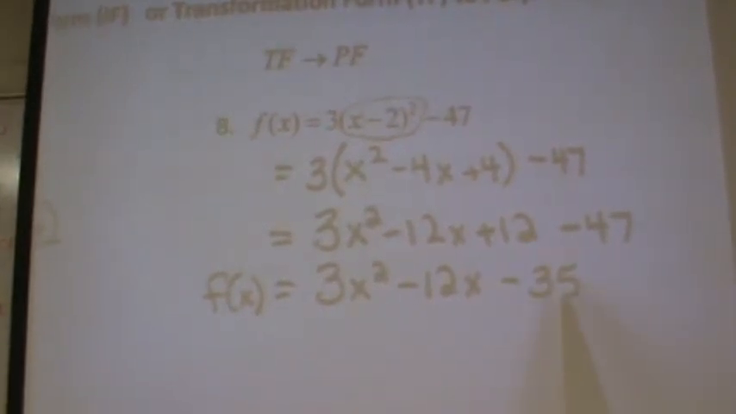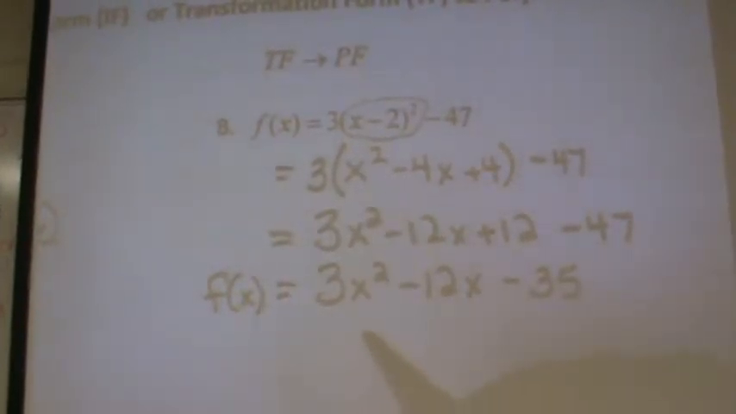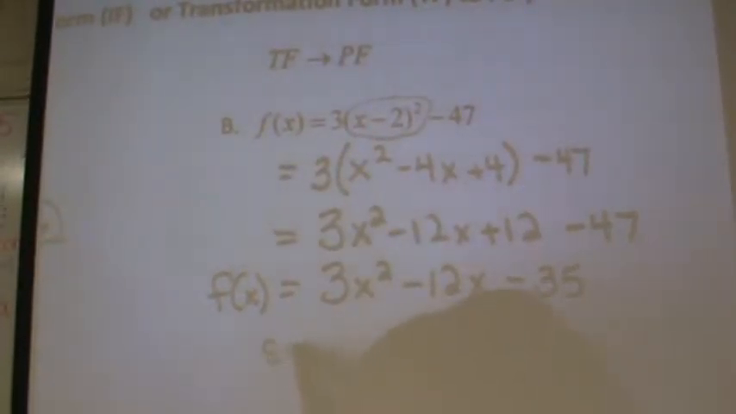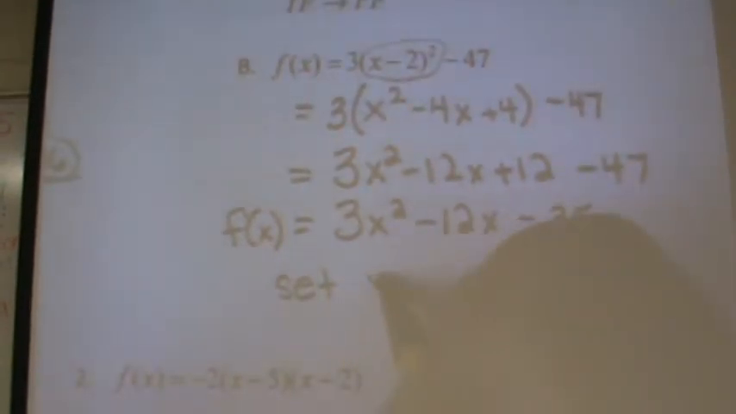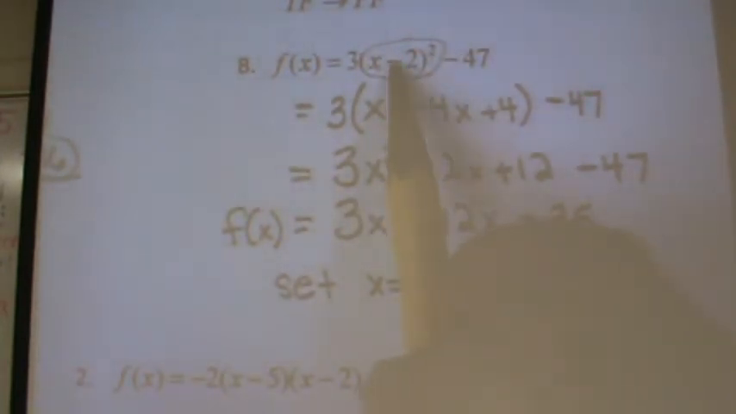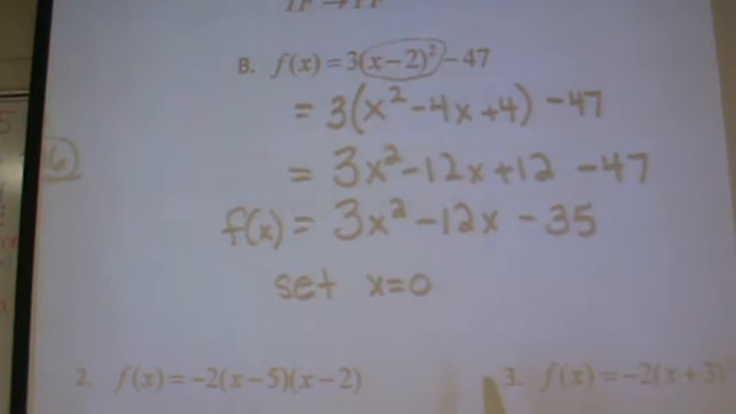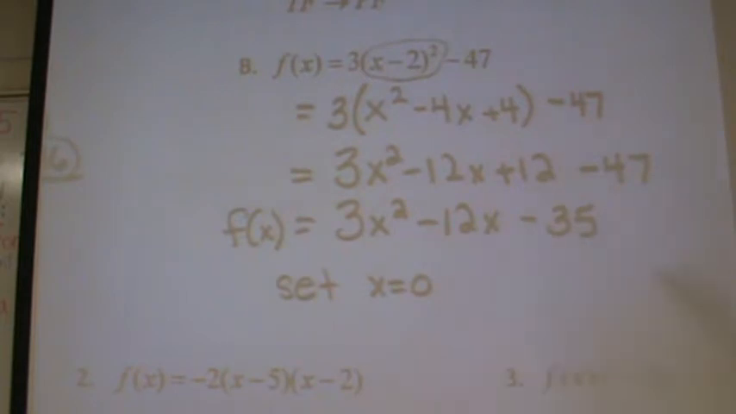What would be another way to find the y-intercept? If you didn't want to do this, what could you do to find the y-intercept? Again, you set x equal to 0. So if I put a 0 here, what's 0 minus 2? Negative 2. What's negative 2 squared? 4. What's 4 times 3? 12. And what's 12 minus 47? 12 minus 47 is negative 35. So you could have done it that way.